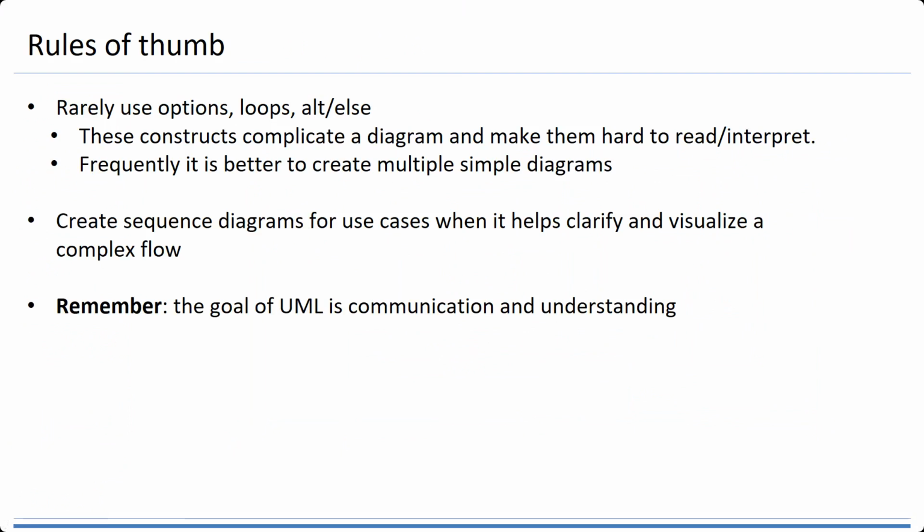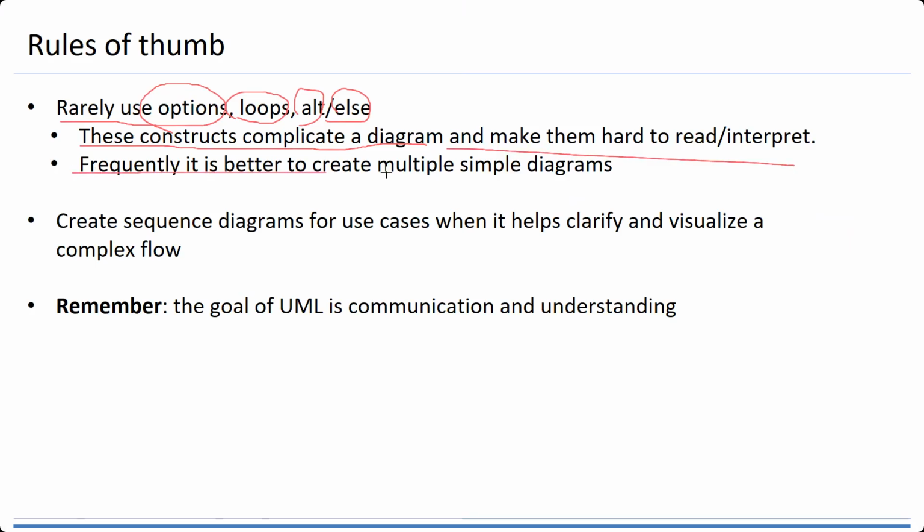So rule of thumbs. When you draw the sequence diagram, just draw like a kind of flow. It is rarely used the options. For example, if there is any loop or maybe some alternative or else. So this construct complicate a diagram and make them hard to read or interpret. So you do not need to make very complicated.